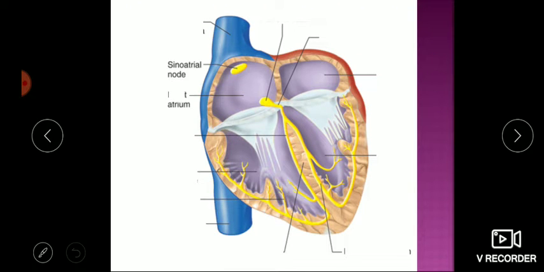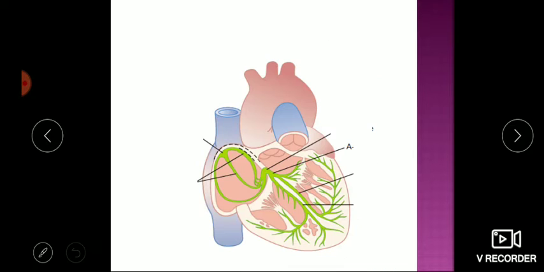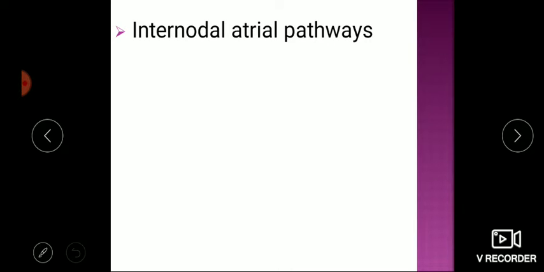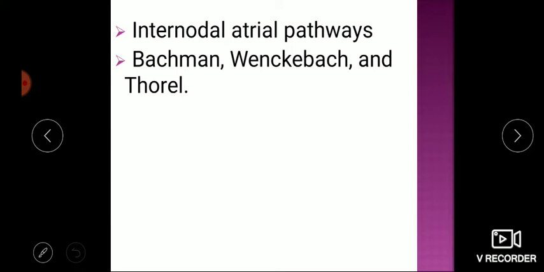Now, second is called the atrioventricular node, based on its location at the atrial border and near the ventricle. So it is the AV node. Both of these are connected by bundles of fibers. These are called internodal pathways. They are named after the scientists who discovered them: Bachmann, Wenckebach and Thorel.